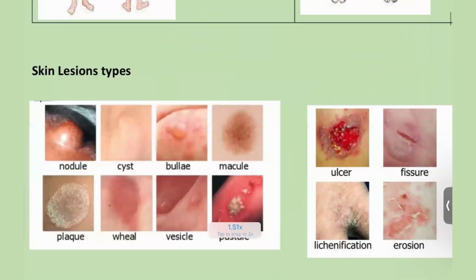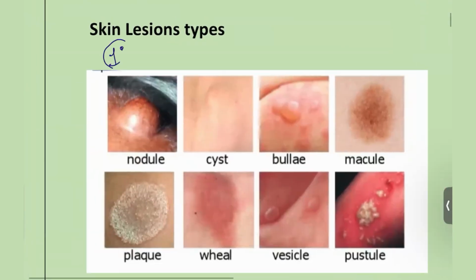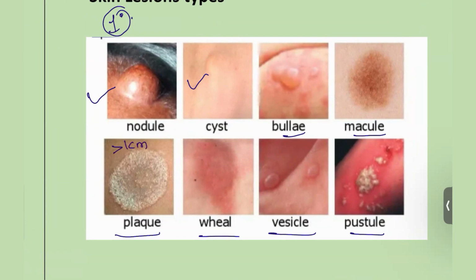Next, we are moving to the skin lesion types. These are the primary skin lesions where you are going to see nodule, cyst, bulla, macule, plaque, wheal, vesicle and pustule. What is the difference between these? Plaque is more than 1 centimeter. Wheal is also more than 1 centimeter.